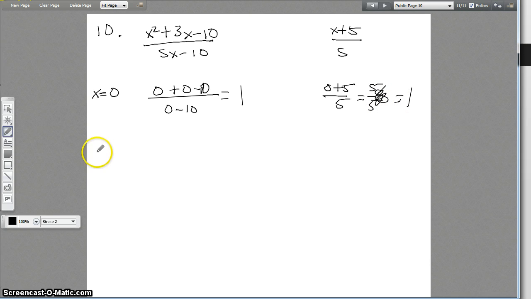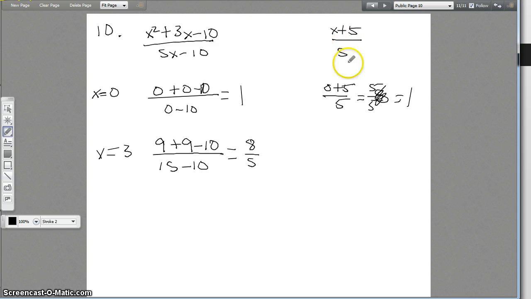Okay, let's try another value for x. We'll use 3. 3 squared is 9. 3 times 3 is also 9. And then we subtract our 10. We're going to divide that by 5 times 3 is 15. And then subtract our 10. So in the numerator, we have 9 plus 9 is 18. Minus 10 is 8. In the denominator, we have 15 minus 10, which is 5. Now we plug it into our other formula. x plus 5, that's 3 plus 5, divided by 5 is 8/5.